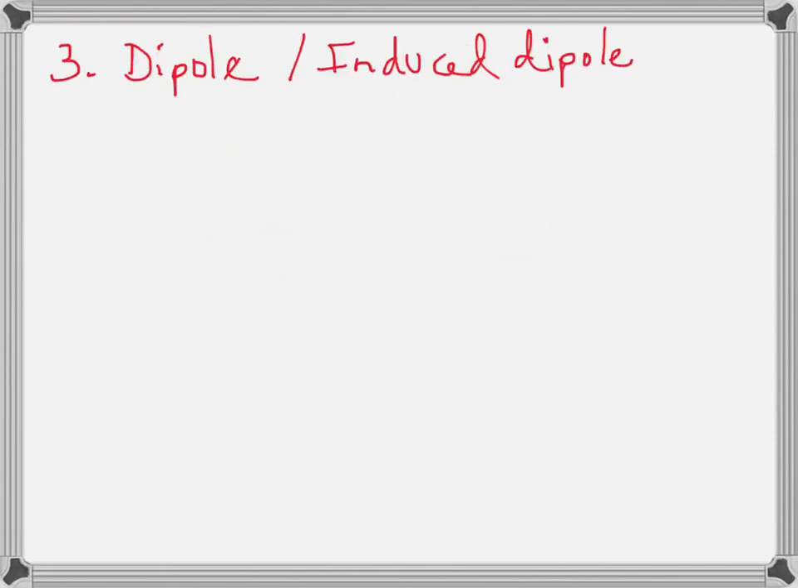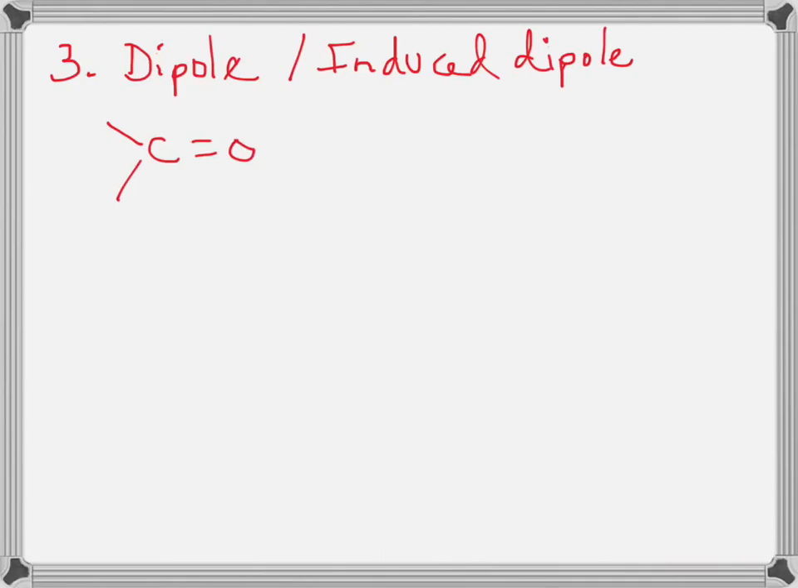The next category is kind of this dipole-induced dipole category. And I'll talk about each of them individually, then talk about how these can interact with each other. A dipole is pretty much like we just saw with the nitrogen-hydrogen bond or the oxygen-hydrogen bond, where you have a situation where you have a polar bond like this one here.